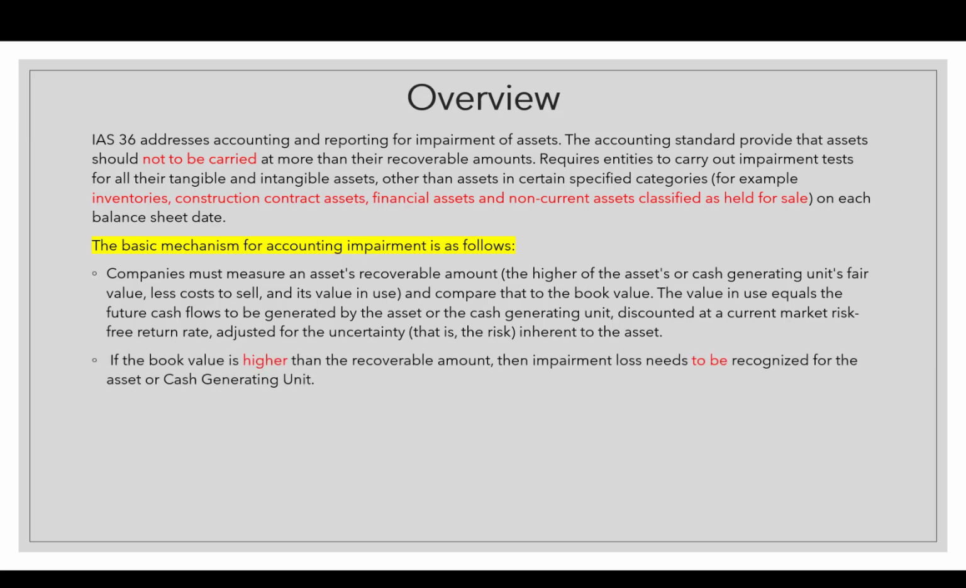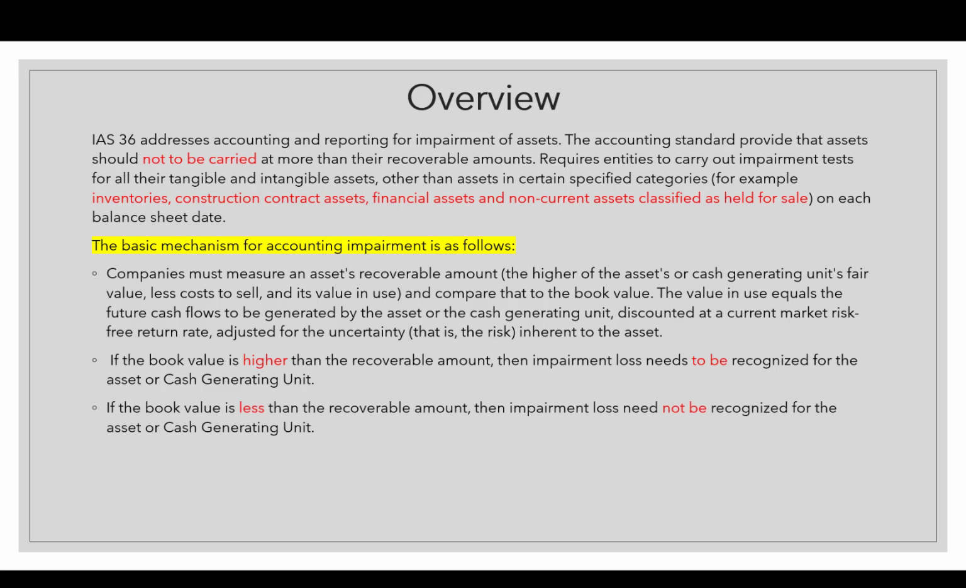If the book value is higher than the recoverable amount, then an impairment loss needs to be recognized for the asset or cash generating unit, CGU. If the book value is less than the recoverable amount, then an impairment loss need not be recognized for the asset or CGU. If the asset has previously been impaired, part of the previous impairment loss has to be reversed.